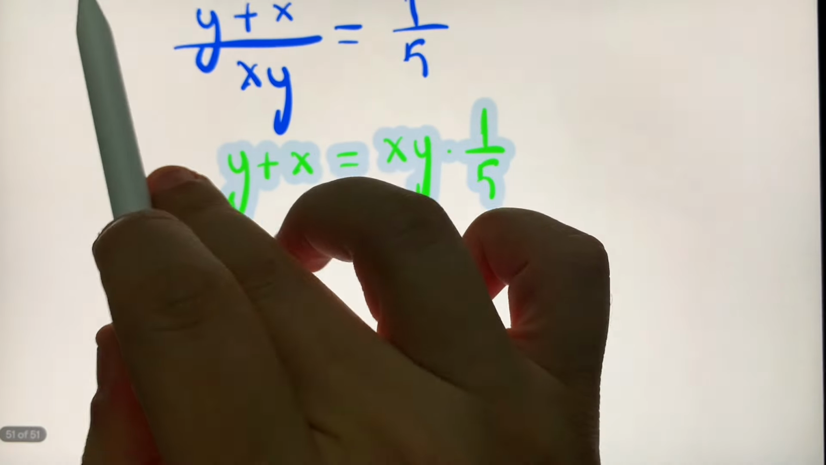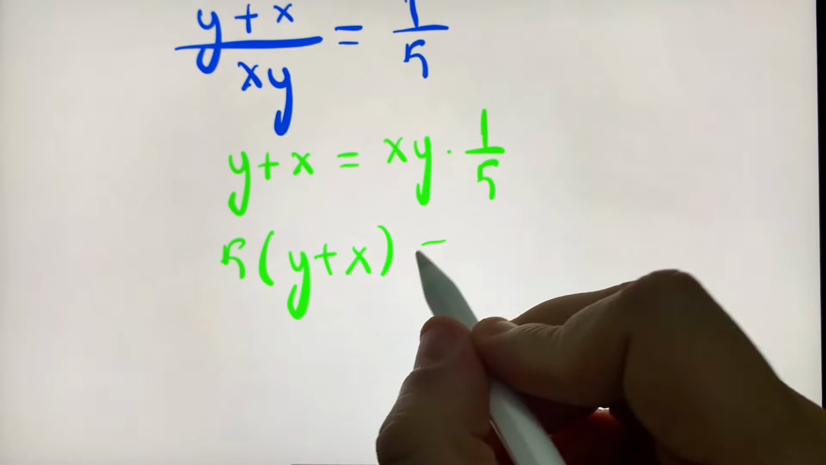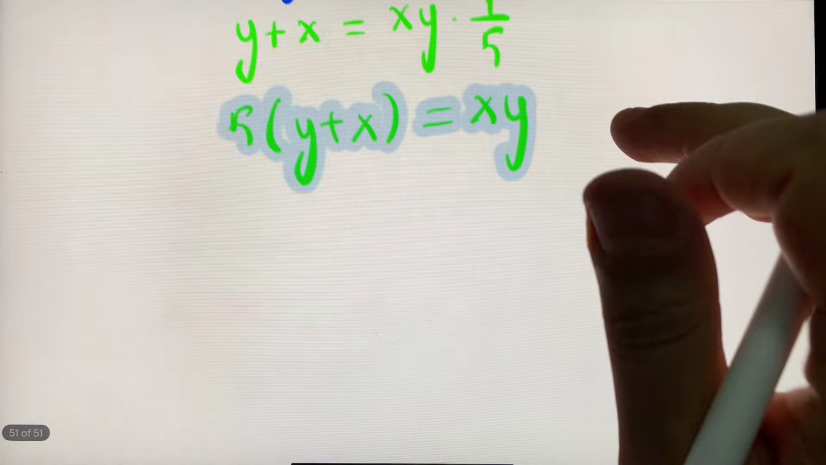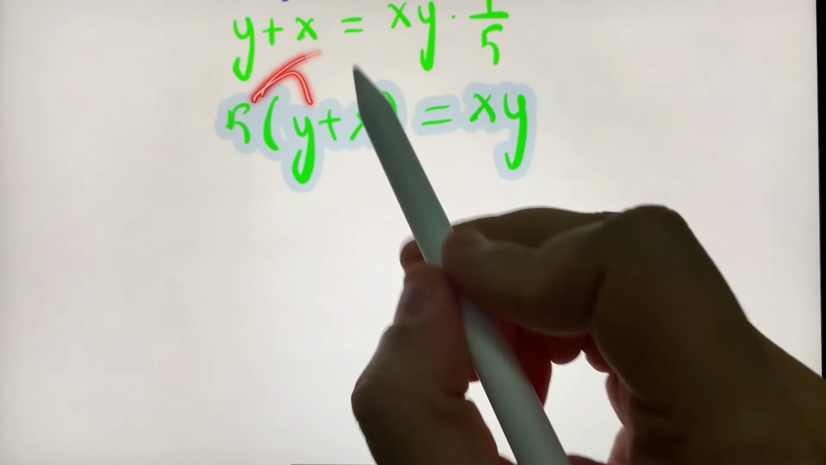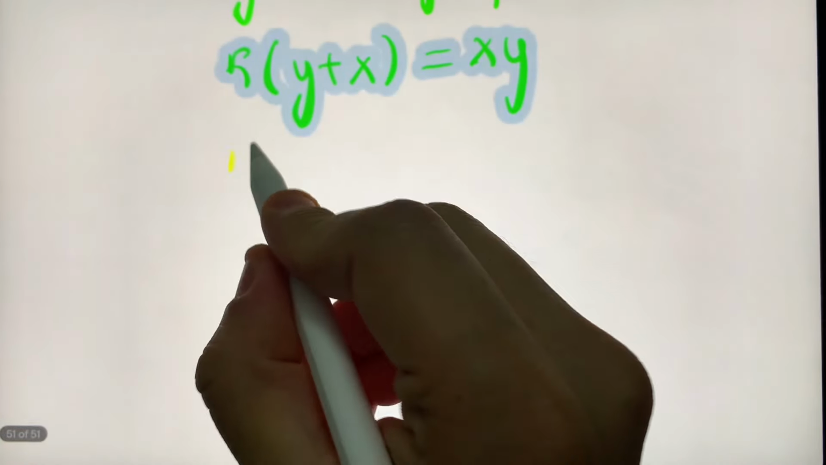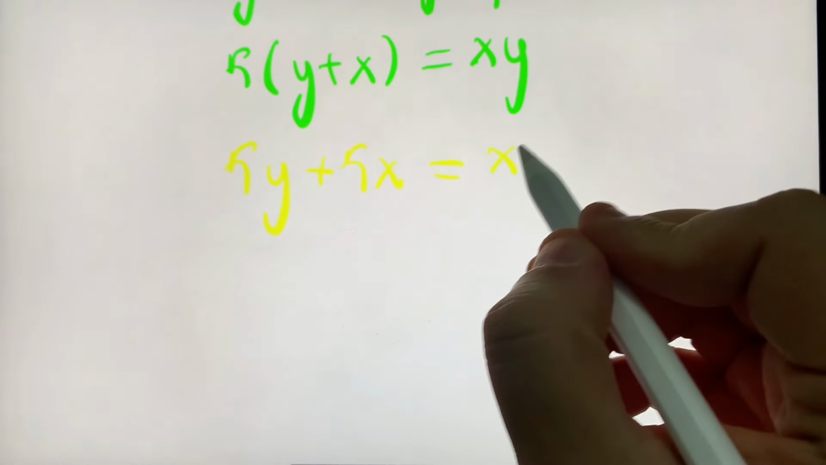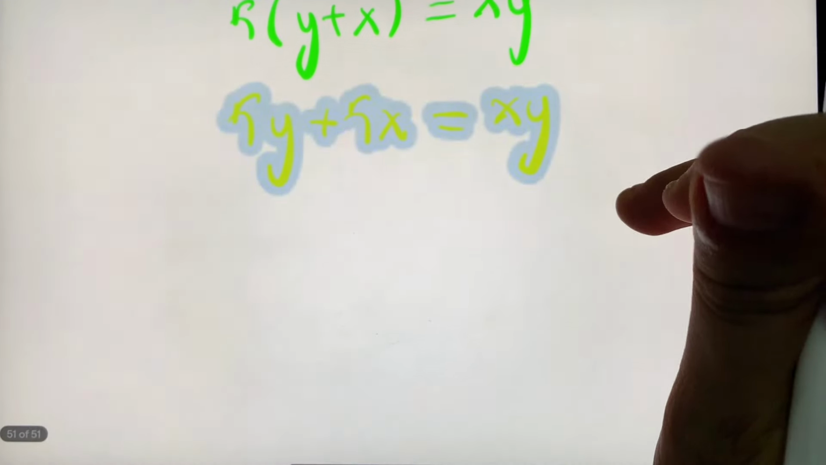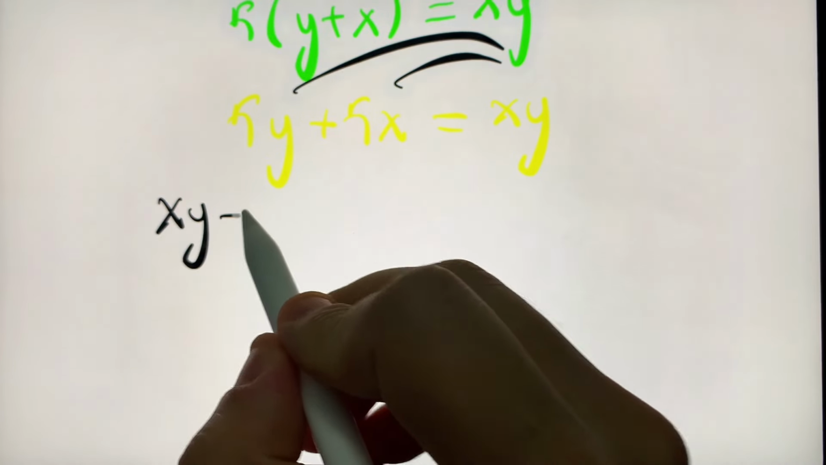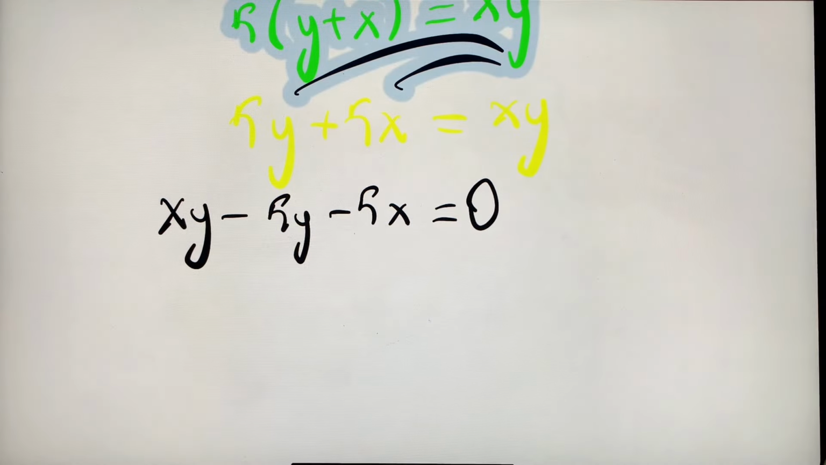Let's try this right away. What happened? 5 times (y plus x) equals x times y. Now, distribute this 5 into the brackets. See what will come when we distribute: 5y plus 5x, and we have reached the result equal to xy. If we send those next to xy, we get xy minus 5y minus 5x equals 0. We got it.